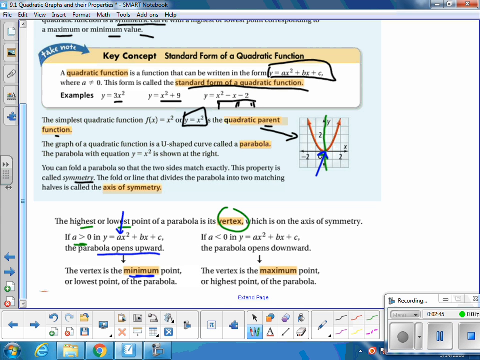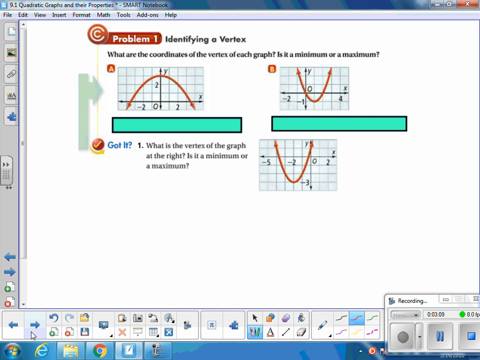If a is less than 0, right here, then the parabola is going to open downward. It's going to kind of invert itself. Like for instance down here, it's going to shift directions and invert down. In that case, the vertex though is the maximum point. It still ends up right there. It's at the tip, at that turning point. So that is still the vertex, but in this case, it's communicating the maximum point.